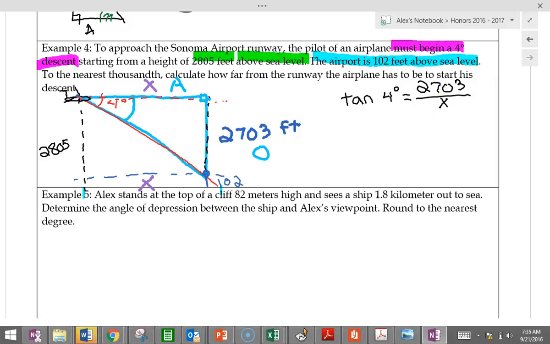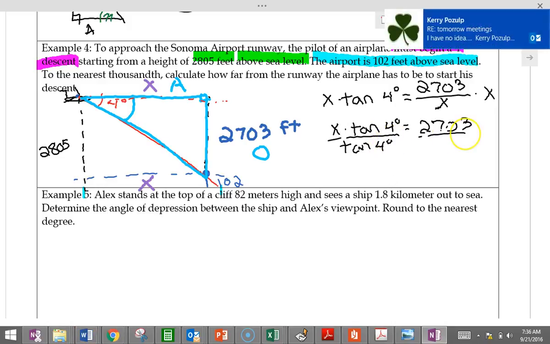This is another problem I saw on our quiz. We have to multiply by whatever's doing the dividing. Right now, x is doing the dividing because it's in the bottom, so I have to multiply by x. So I have x times the tangent of 4 degrees equals 2,703. Now to get x by itself, I divide by the tangent of 4 degrees.